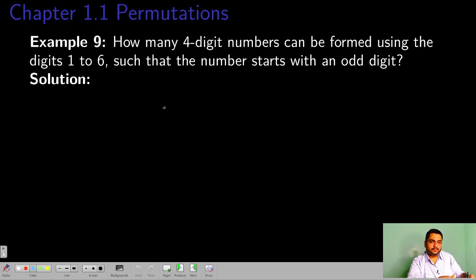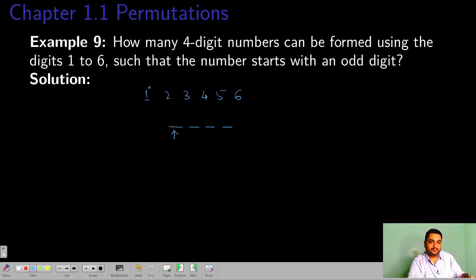Next. How many 4-digit numbers can be formed using the digits 1 to 6? You are given 6 digits, 1 to 6. Now a 4-digit number has to be formed: 1, 2, 3, 4. See, whenever digits and numbers are to be formed, this is a permutation problem because 123 is different from 132 when using the same 3 digits, right? So now, such that the number starts with an odd digit. This place should contain an odd number.